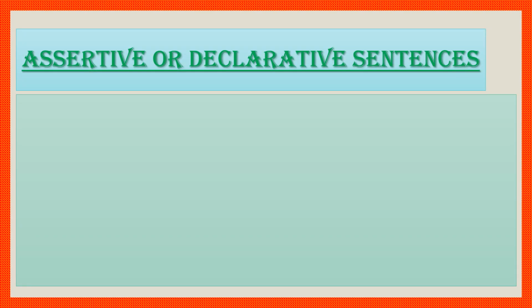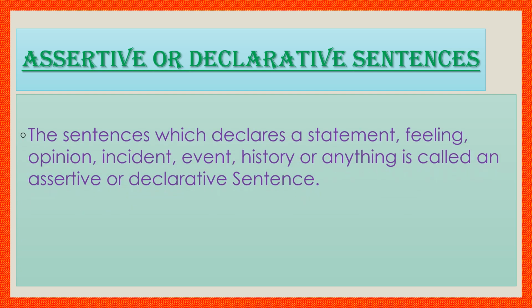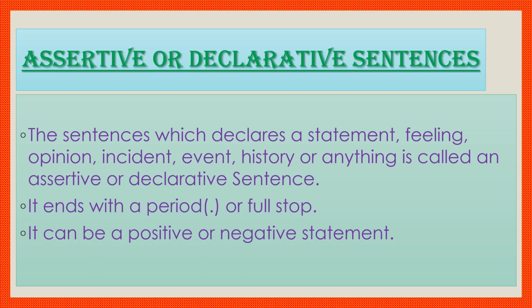So let us start with the assertive sentence. Assertive or declarative sentence. The sentences which declare a statement, a simple statement, feeling, opinion, incident, event, history or anything is called an assertive or declarative sentence. We can easily identify this type of sentence because it ends with a period, or you can say that it ends with a full stop. It can be a positive or negative statement.